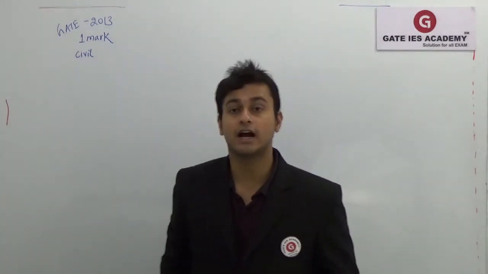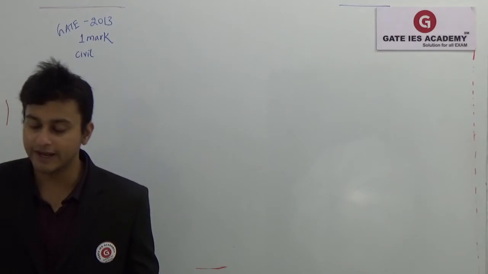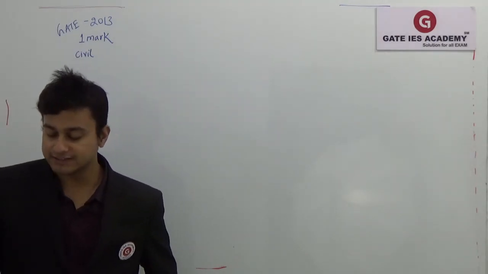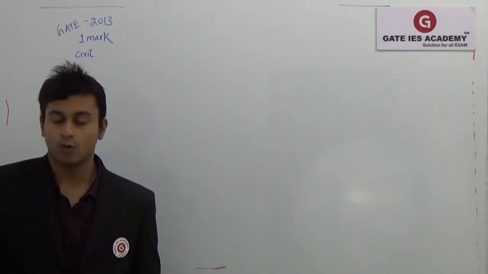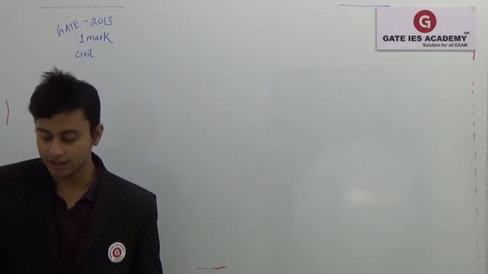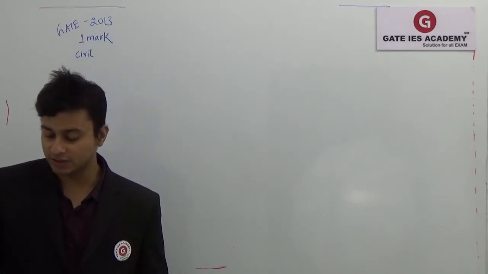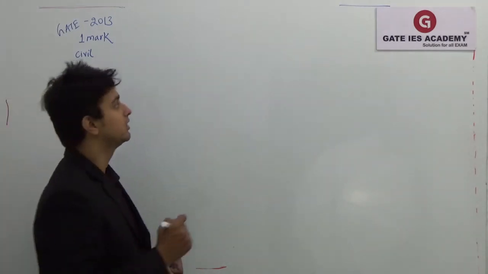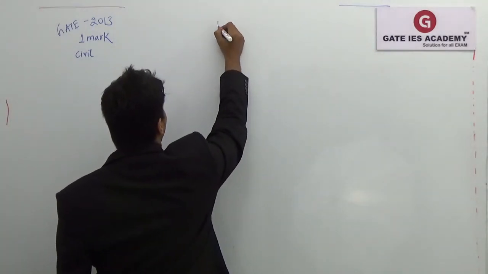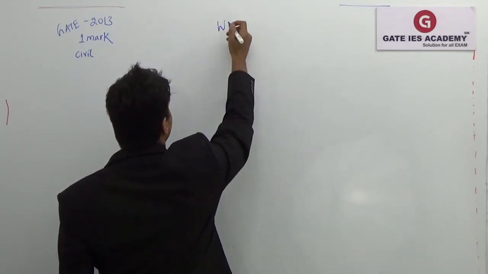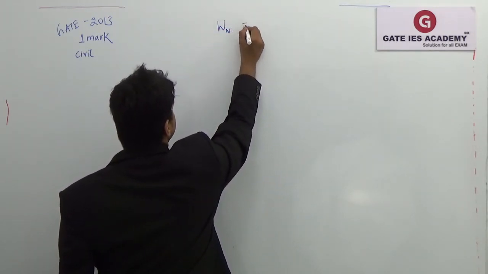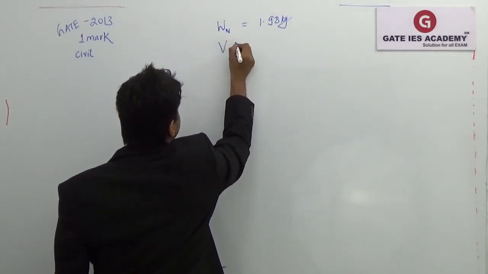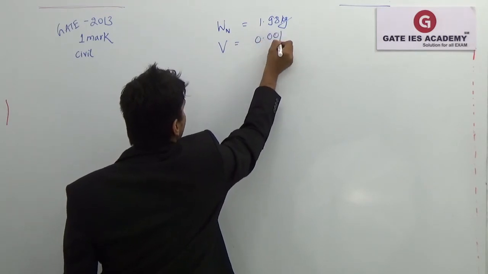Okay students, now let's take out the next problem, that is from GATE 2013. The question says, in its natural condition, a soil sample has a mass of 1.98 kg and a volume of 0.001 meter cube. Let's write down whatever is given. In the natural condition, the weight is 1.98 kg and the total volume of the soil is 0.001 meter cube.